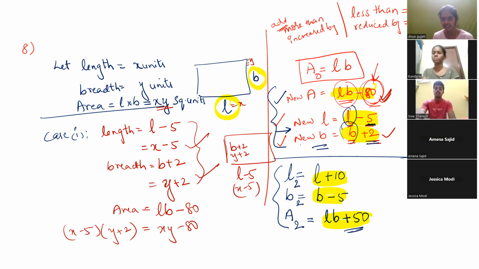Area is nothing but this length into this breadth. But this area is equal to some value. What is that value? Original area, this XY minus 80. Clear now?